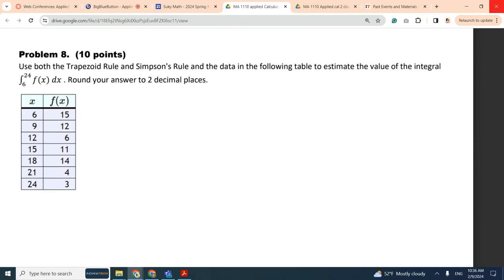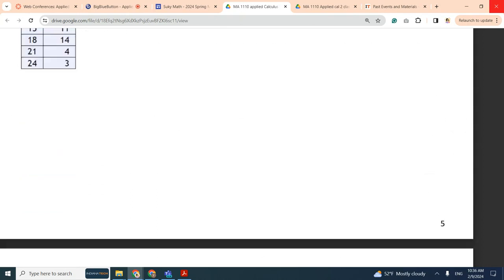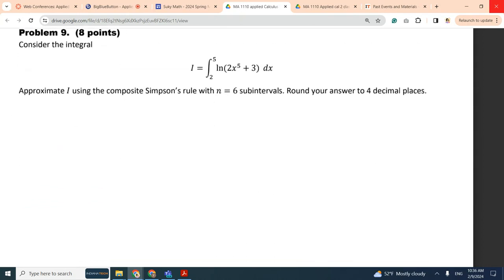Okay, look at the table. Simpson's method, trapezoid method. You're going to do both, okay? What is the step size? What is the step size? 3. Yes, the difference is 3. Okay, and then this one, Simpson's rule. So you also draw the interval, figure out the edge, and then set up the equation and find it.